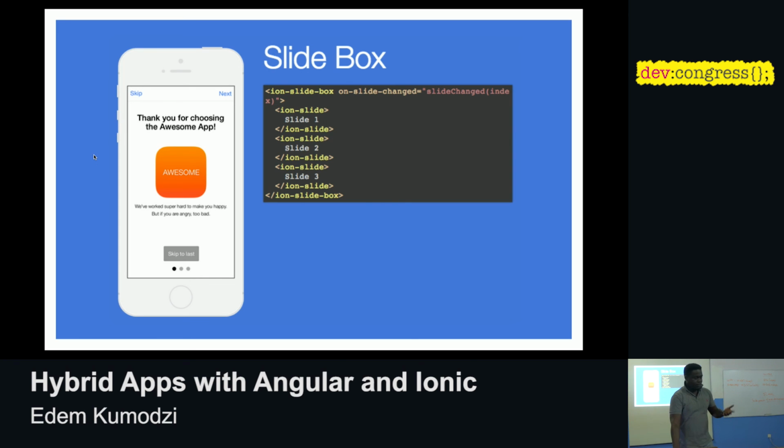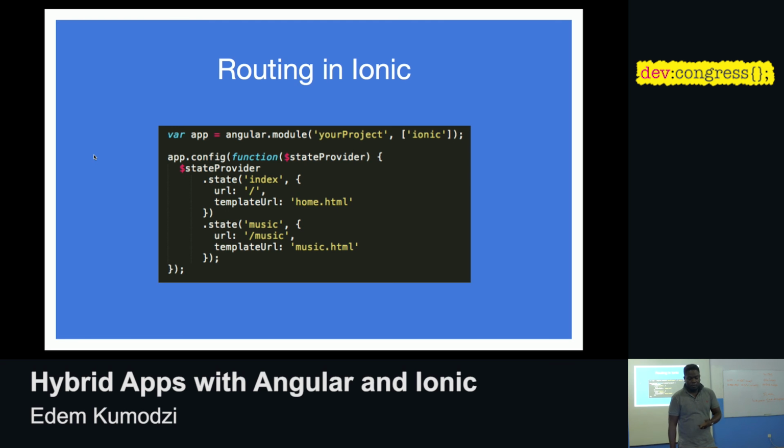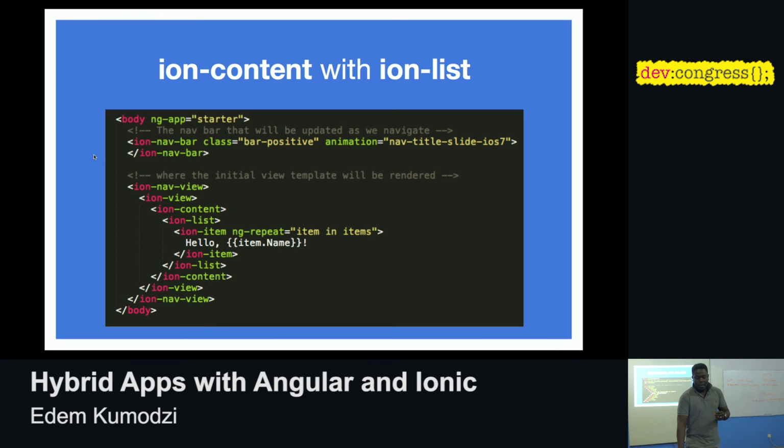And then Slidebox, which iOS developers like a lot. Action sheets for showing a menu. So this also renders differently. iOS has its own, Android has its own. Then routing. So if you're an AngularJS developer, you know about the UI router. That's the default router that gets used in Ionic. I didn't like it initially, but then as I started working on more complex projects, I realized how awesome it was. So that's what they use.